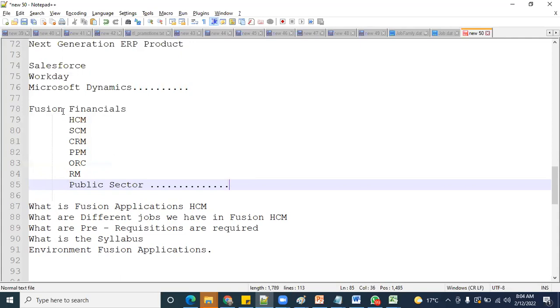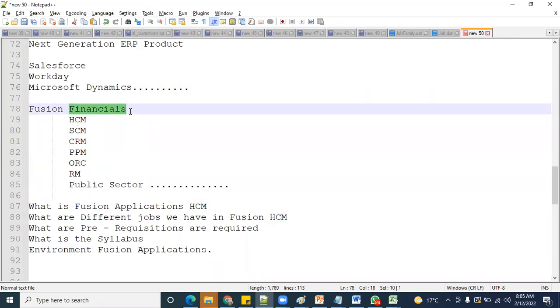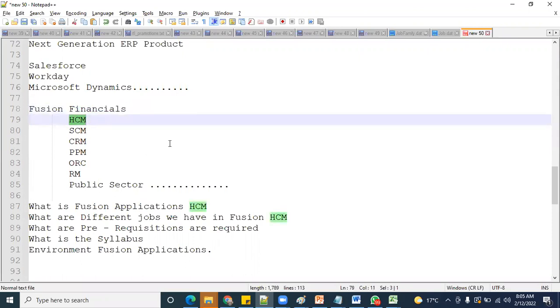Whenever a client decides to use Fusion Applications ERP software, all these different domains, nothing but different modules, are there. It's up to the client what they want to implement. In this, we are talking about HCM, Human Capital Management. Financials will be learned by MBA Finance graduates or Chartered Accountants, people from an accounting background. Human Capital Management can be learned by anybody.